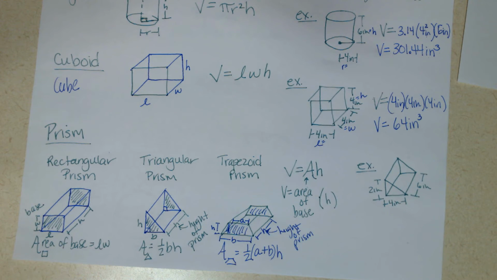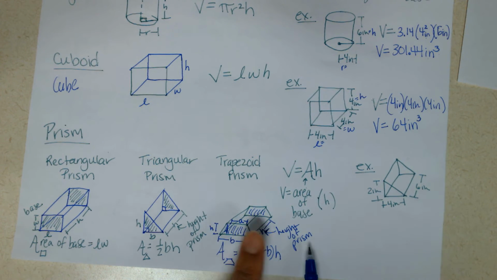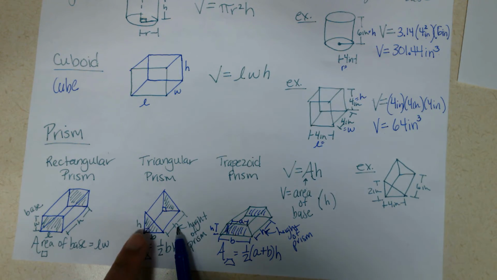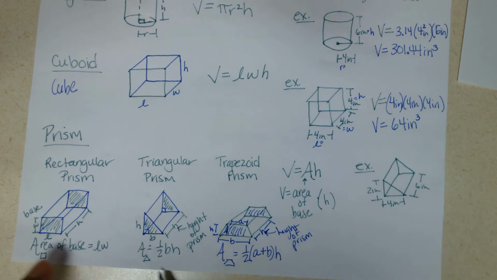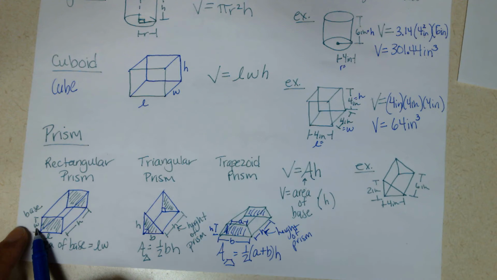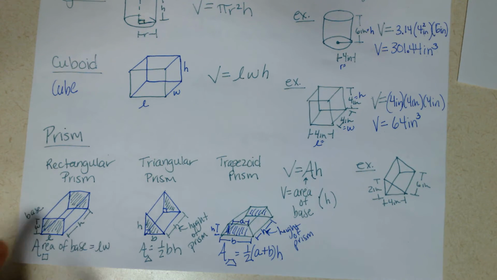So you do have to be careful because you are working with a couple different heights. You're working with the height of the base, and you're also working with the height of the prism. Your height of the prism, height of the base. Height of the base, or actually now it's width, and then we have height of the prism.